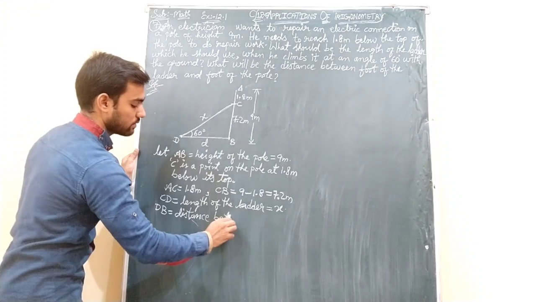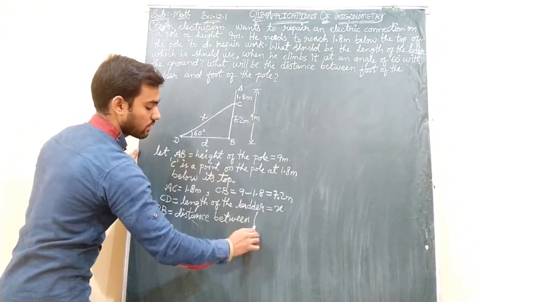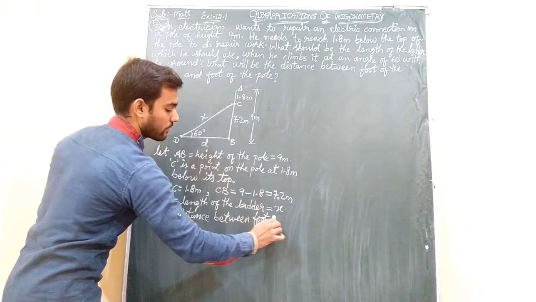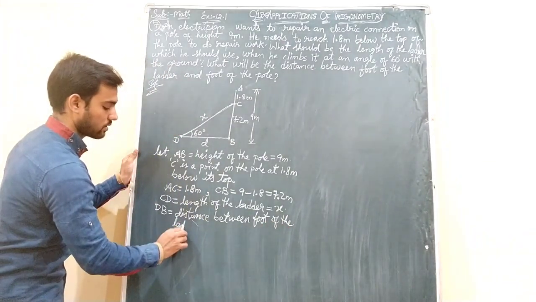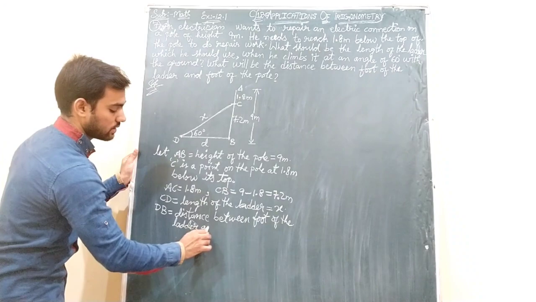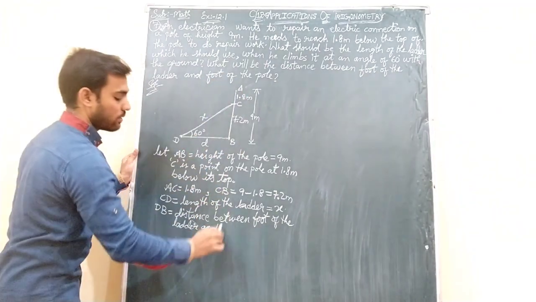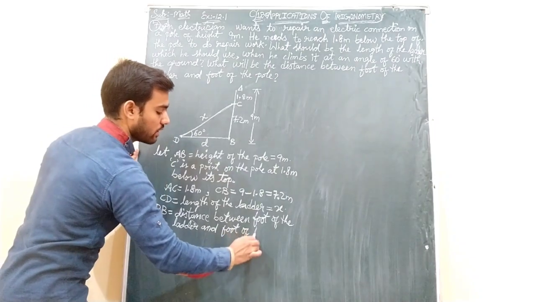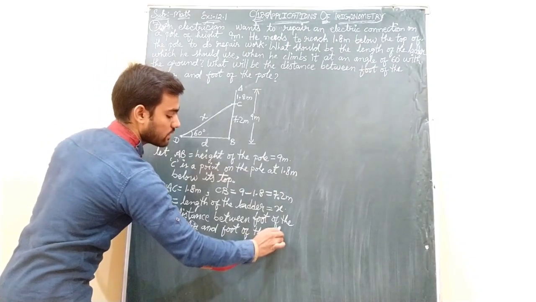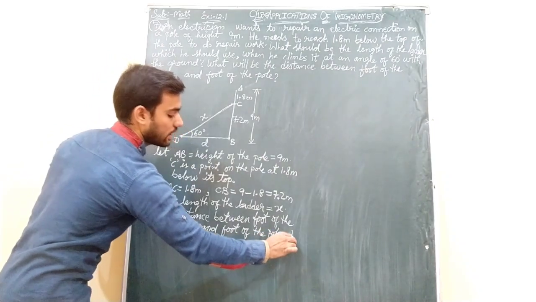Distance between foot of the ladder and foot of the pole. Foot of the pole, and we have assumed it as small d.